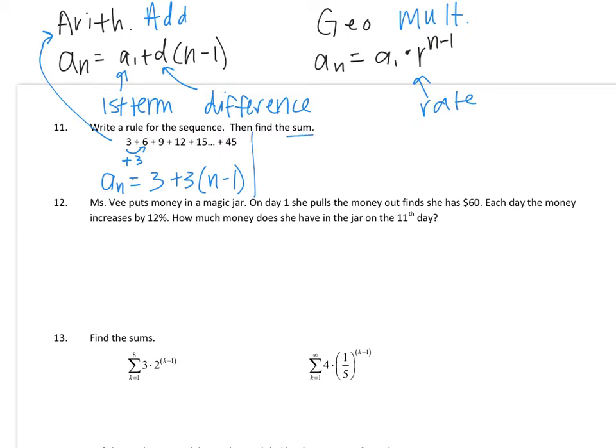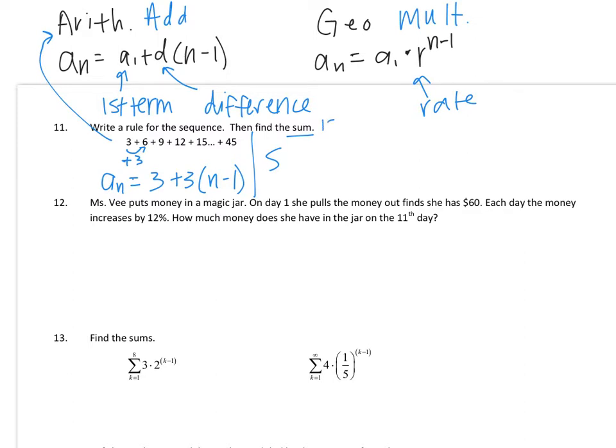Now they want us to find the sum. So this is where you'll look at your formula sheet. We've got the sum formulas. We do have an arithmetic, so we're going to use the arithmetic sum formula. So the sum of the first however many terms, well, we need to figure out how many terms we are adding up. So we're adding up from 3 to 45. So I'm just going to list them out after that and count up the terms.